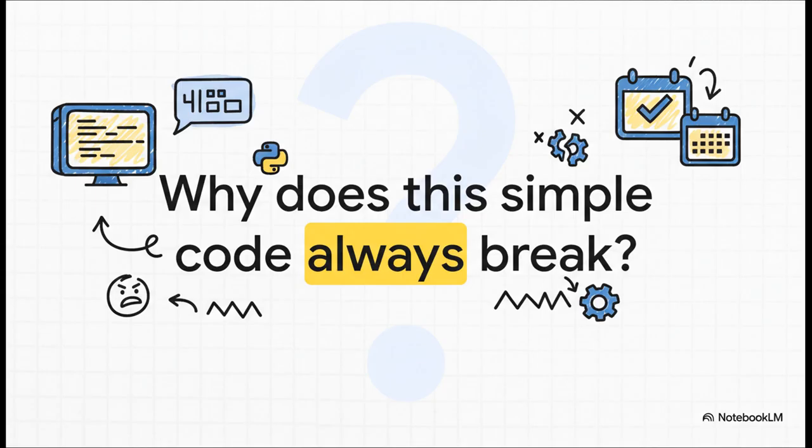Okay, let's look at this. This right here is a classic scenario for anyone new to coding. You ask for a user's age, you try to do some simple math with it, and boom, your whole program just crashes. So why? What is actually happening here?